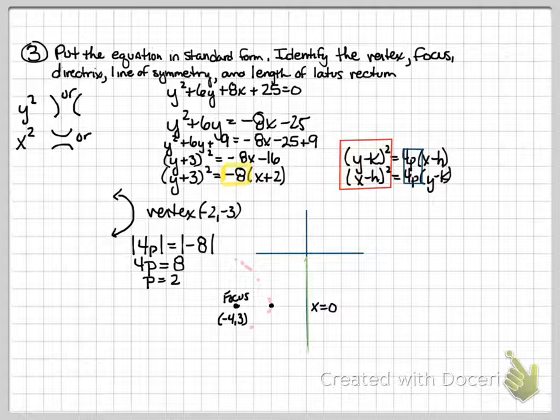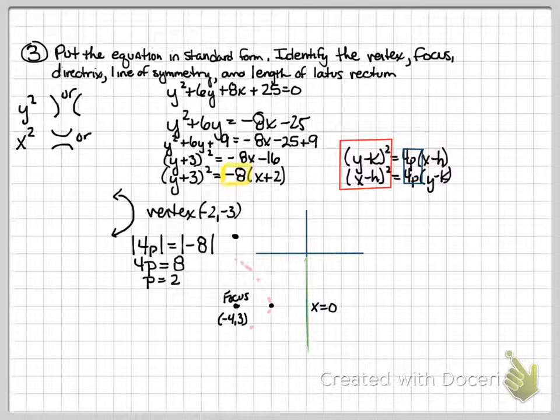Now to figure out how wide my parabola is, that's where my latus rectum comes in. The latus rectum is the distance of how wide a parabola is through the focus. It's a segment connecting 2 endpoints of your parabola through your focus, and it's supposed to be the length of 4p. Well, if 4p is 8, I'm going to go 4 up, 1, 2, 3, 4.